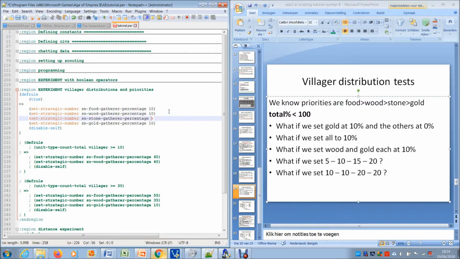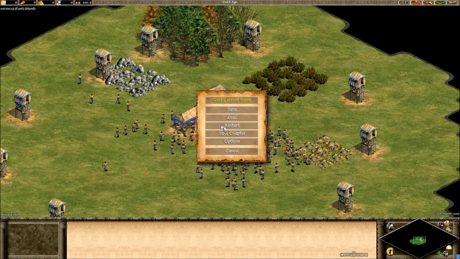Now we know that when the total was more than 100%, it would distribute the villagers equally over all resources. I'm expecting the same when setting every resource to 10%, that it will distribute the villagers evenly with a similar formula.